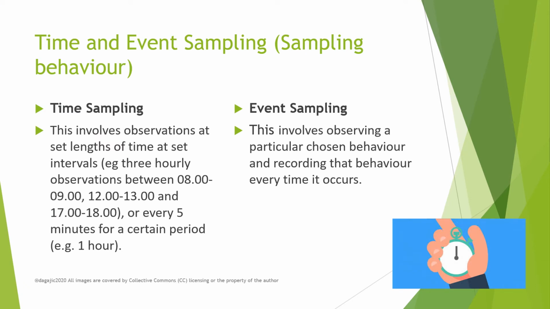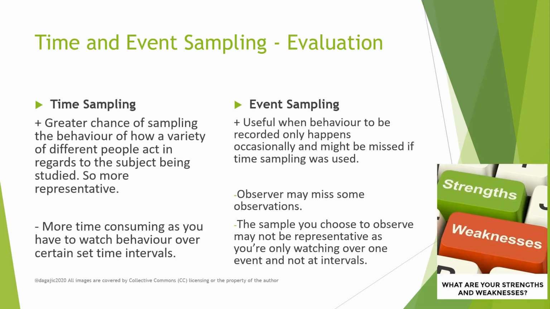So time sampling then involves observations at set intervals of time. So it might be 3-hourly observations or every 5 minutes for a certain period of time. The most famous one that you will have come across, of course, here is Bandura, who used time sampling in his observation of children in their responses to the Bobo doll. And event sampling involves observing a particular chosen behaviour and recording that behaviour every time it happens.